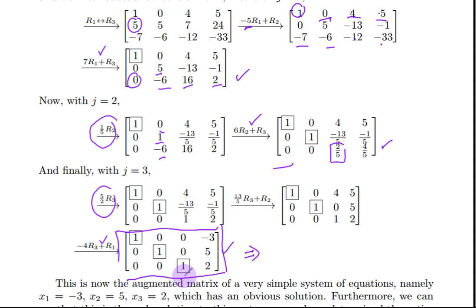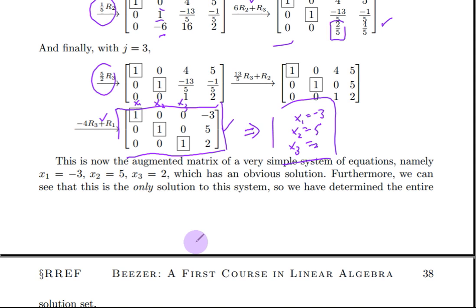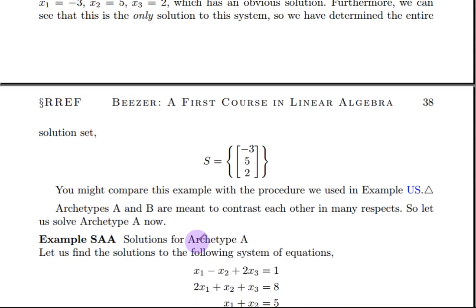Now, if you think about what equations these represent, it's very easy to solve. This is the x1 column, this is the x2 column, this is the x3 column. That first row means x1 equals minus 3. Second row means x2 equals 5. Third row means x3 equals 2. Bingo. I don't have to do any other work. All the work is done by the row reduction, and I have the solution to my system of equations.